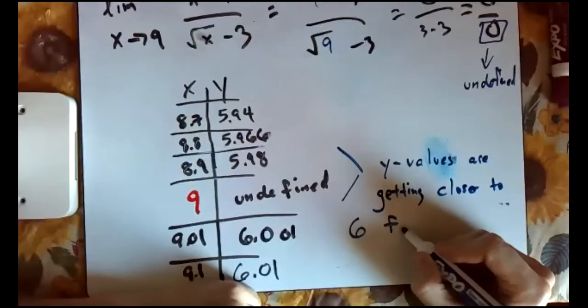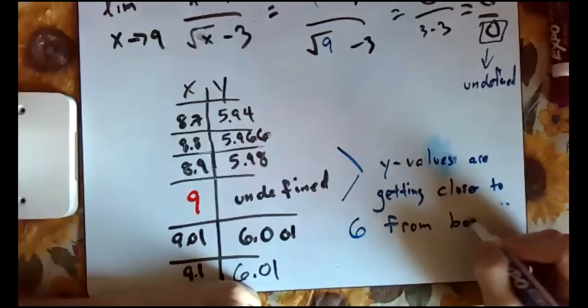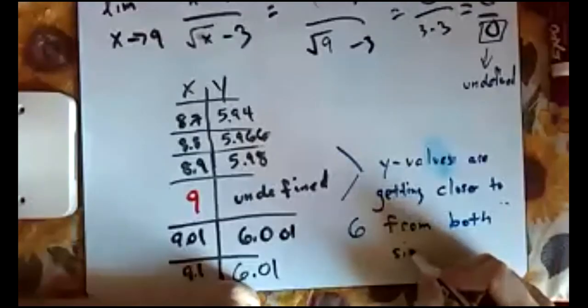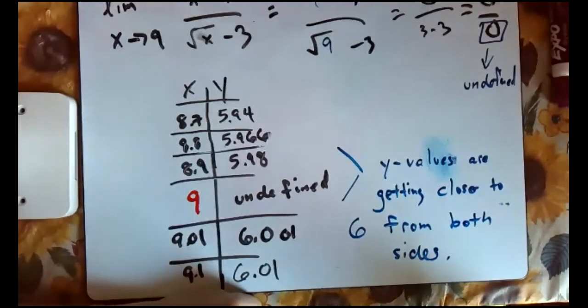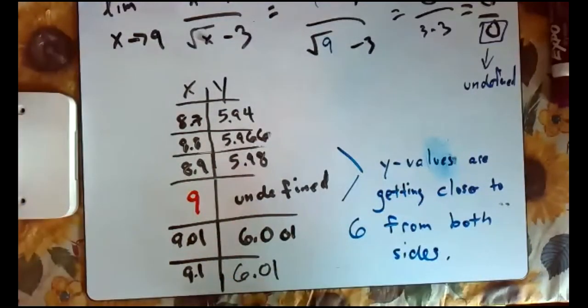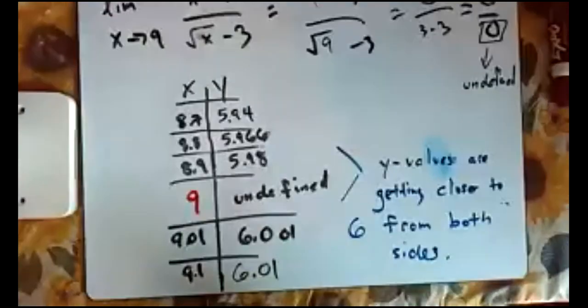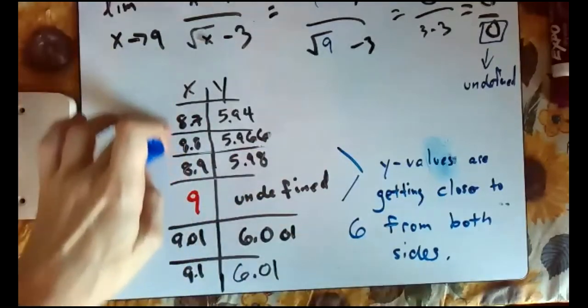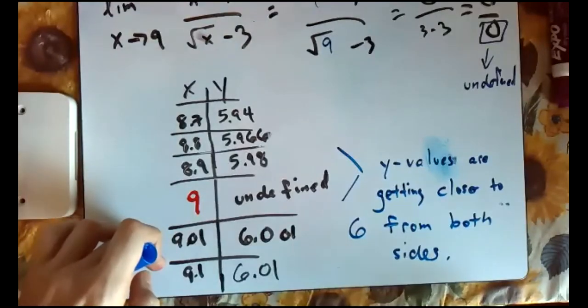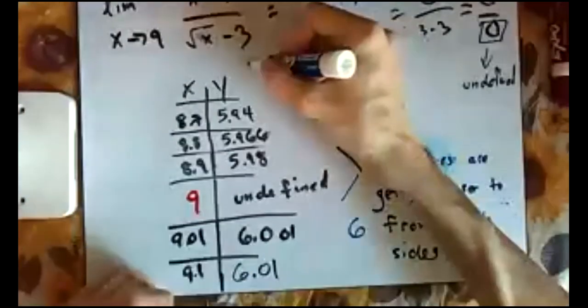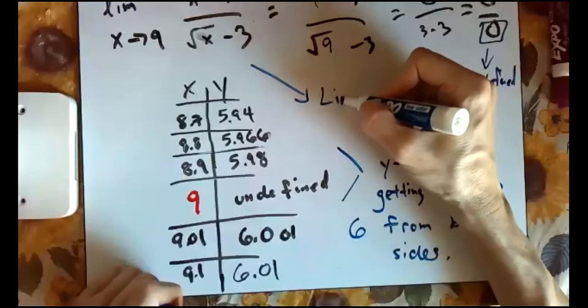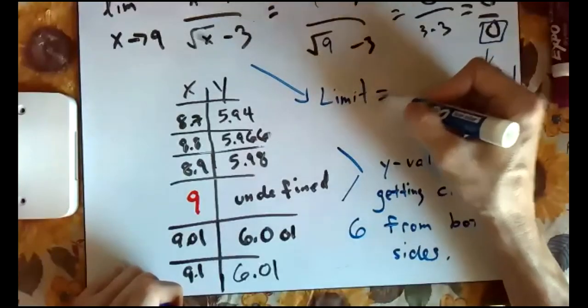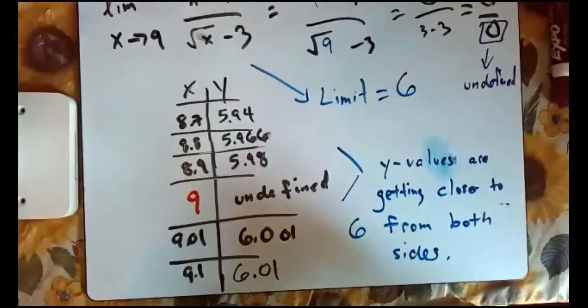From both sides. That's very important, okay? So since the y values are approaching 6 from both sides, meaning something a little smaller than 9, something a little bigger than 9, we could say that the limit does exist. So the limit is equal to 6 in this case.